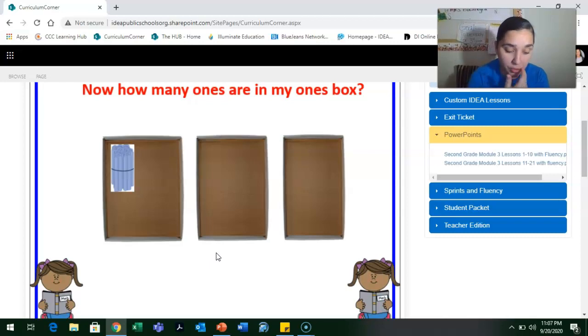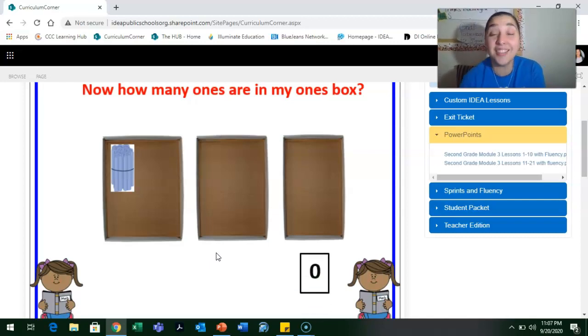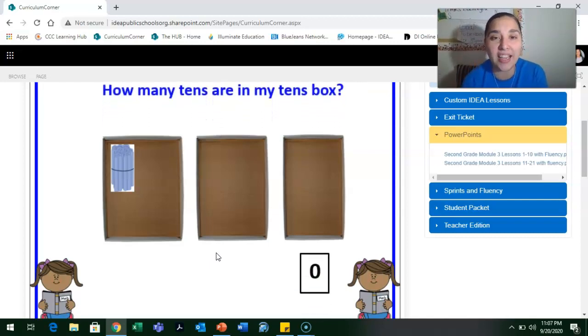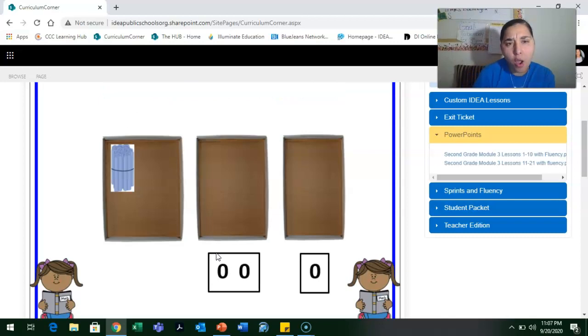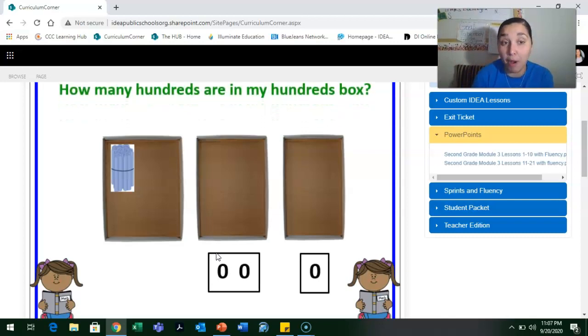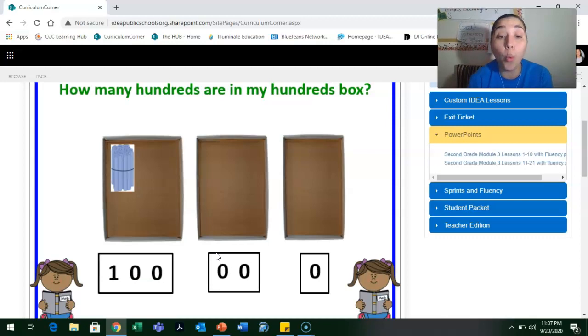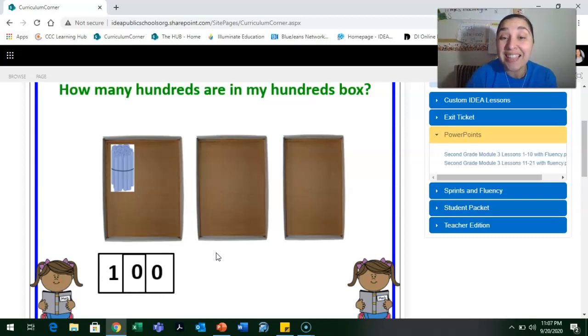But before we do that, let's review this. How many ones are in my box? None, 0. How many tens are in my box? None, 0. How many hundreds are in my box? 1 hundred. Since there was 0 ones and 0 tens and I have 1 hundred, it makes the number 100.